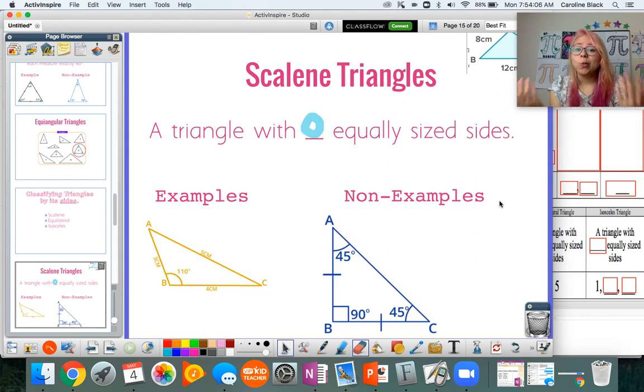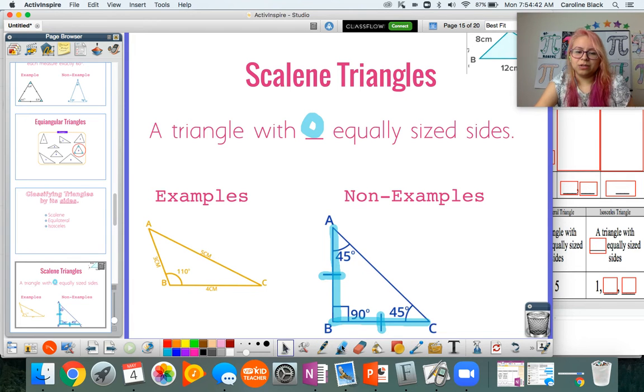Uh-oh. We don't have any angle measures for this triangle. This is something new for some of you. But whenever you have these little tick marks, these tick marks show that something is congruent or the same. So because these tick marks are on the sides, it's saying that the length of this side, BC, and the length of this side, AB, are the same.